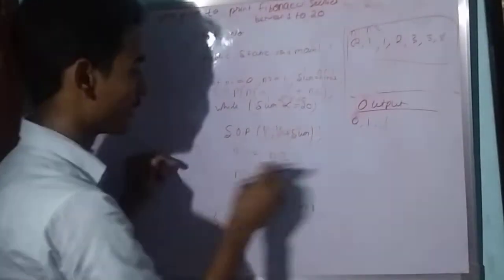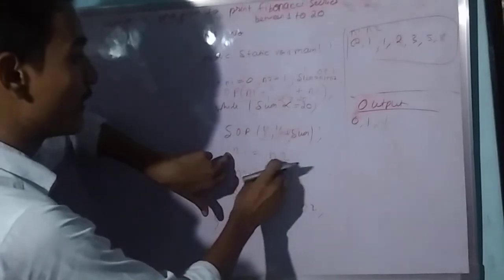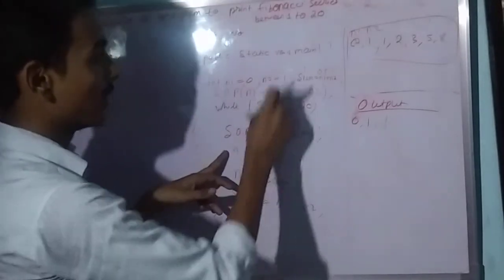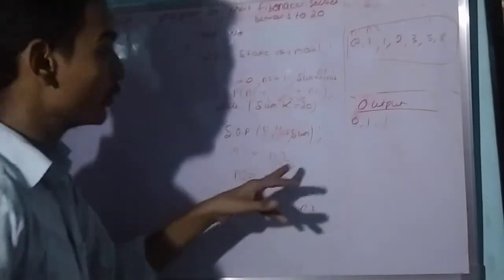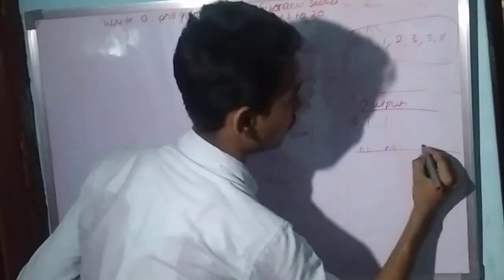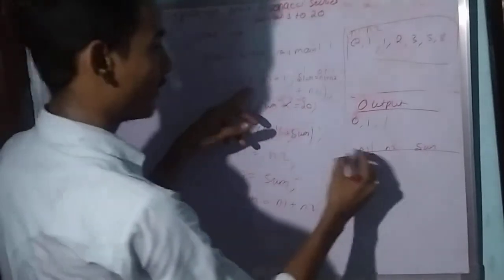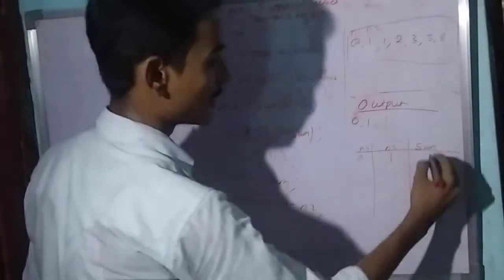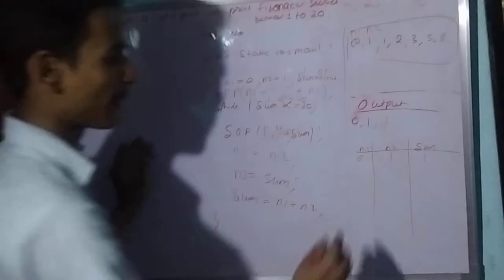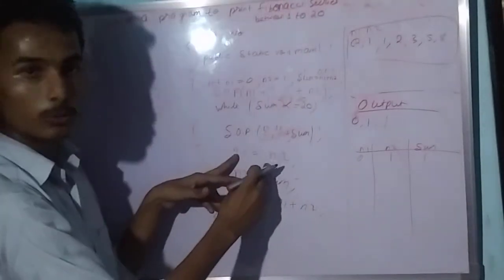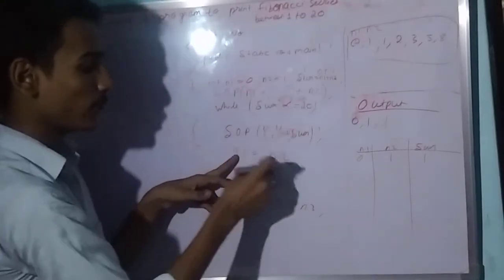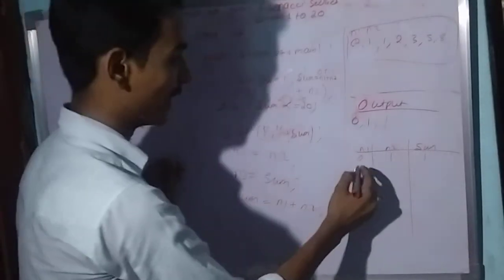Then sum value is 1. Then n1 is storing the value of n2. What is the value of n2? n2 is 1. Now it is stored in n1. Now see here, I write n1, n2 and sum. See, first of all n1 value is 0, n2 is 1, sum becomes 1. Okay. Then now n1 value becomes 1. See, n1 equal to n2, and what is n2 value? 1. It is stored in n1. Now n1 value is 1.